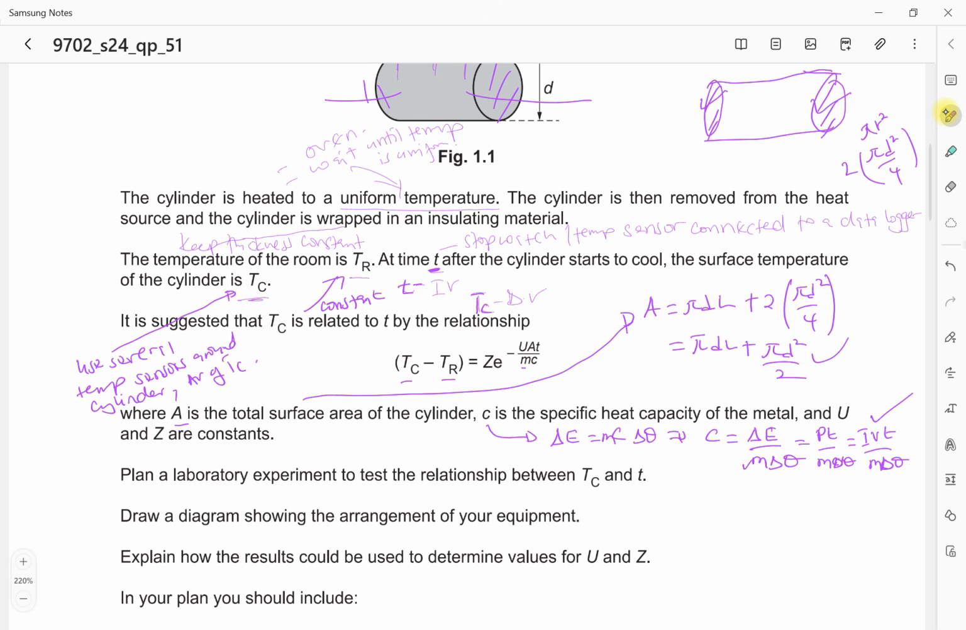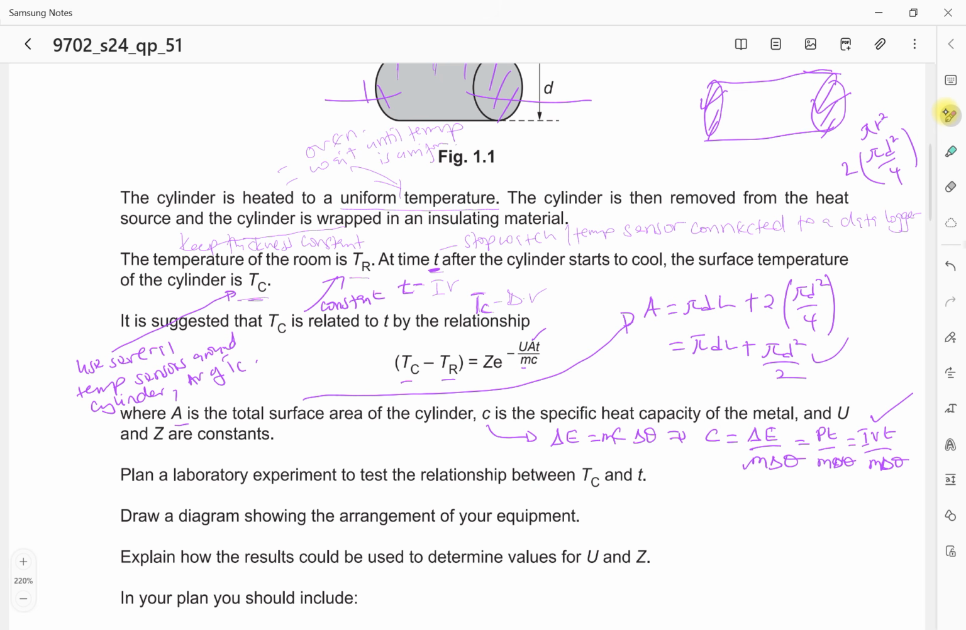So I'll ensure that A remains constant, the surface area remains constant, because if it doesn't, it is going to affect my results. So A should also be constant. They've told us that U is a constant and Z is also a constant, but they have not told us what they really are. So I'll just ensure that the room temperature remains constant. I'll also ensure that the surface area does not change, but I don't think it will change.